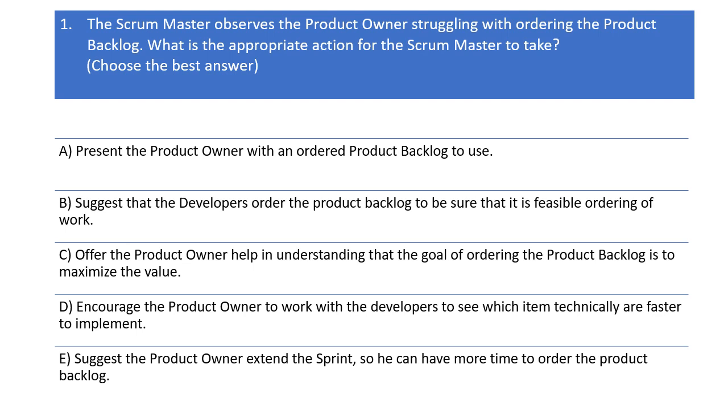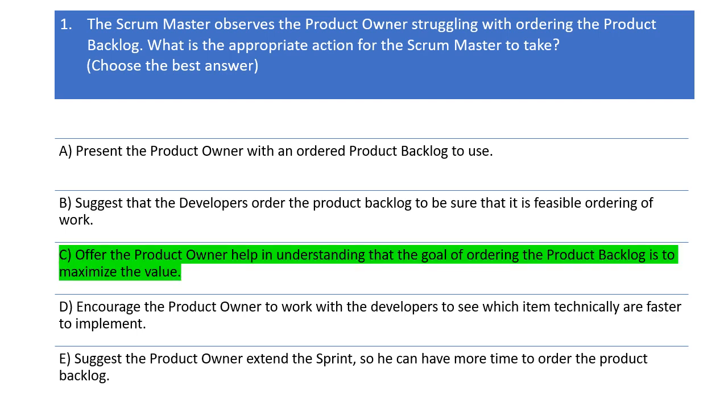Option C. Offer the product owner help in understanding that the goal of ordering the product backlog is to maximize the value. Option D. Encourage the product owner to work with the developers to see which item technically are faster to implement. Option E. Suggest the product owner extend the sprint, so he can have more time to order the product backlog. Let me know what option you have chosen.